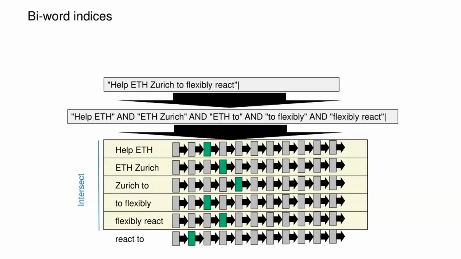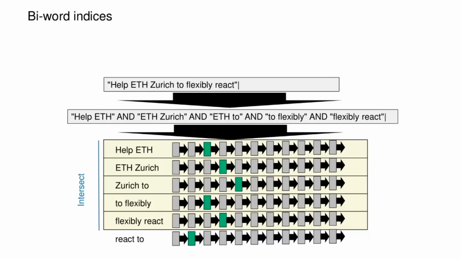Now, how do I handle longer phrases? If I'm looking for "help ETH Zurich to flexibly react," I could turn that into some sort of Boolean query based on pairs. So now I also have my sliding window over my query: help ETH, ETH Zurich, Zurich to, to flexibly, flexibly react. And now I'm looking for the documents that contain all of these pairs.